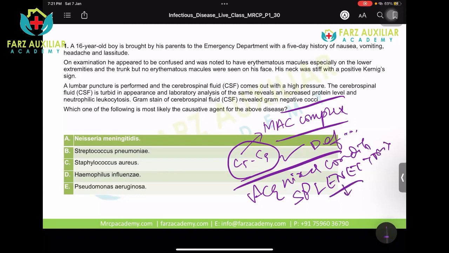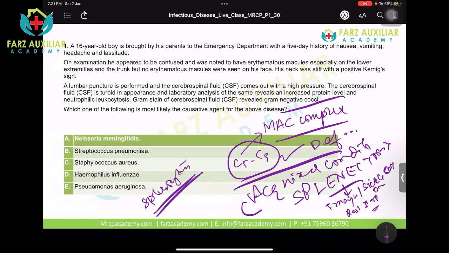And which are the conditions in which splenectomy is done? In case of thalassemia major. Sickle cell disease, yes. Resistant or refractory ITP. Yes, ITP also. And hereditary spherocytosis. Yes, all hemoglobinopathies.